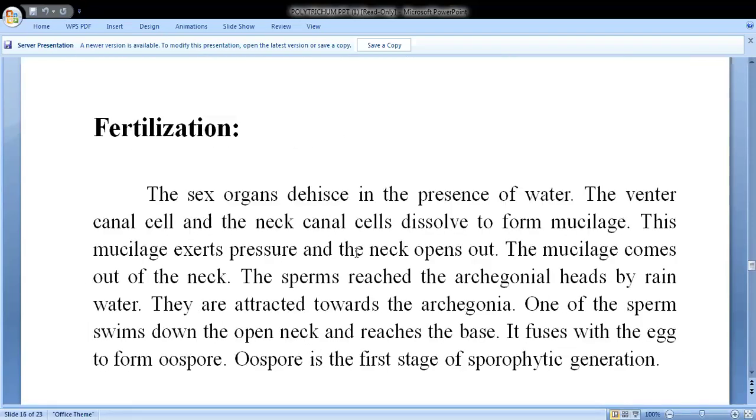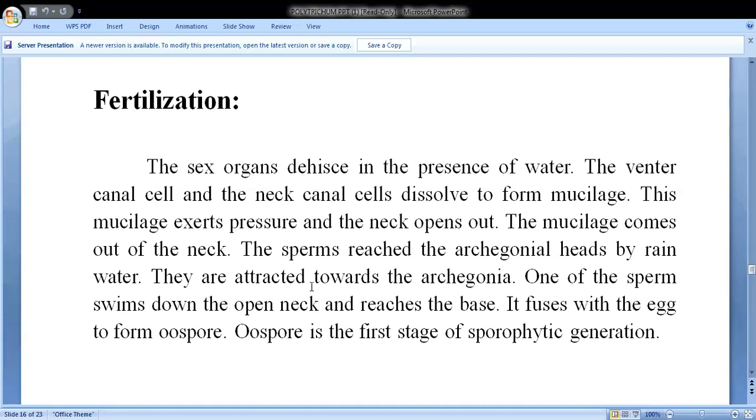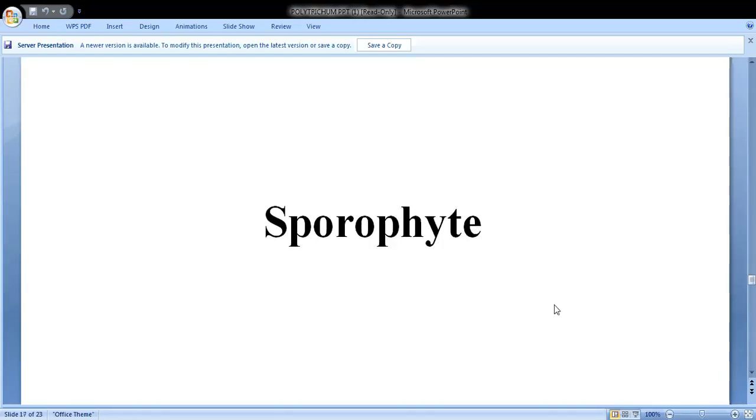The sex organs stay in the presence of water. The venter canal cell and neck canal cells dissolve to form the mucilage, a chemical substance. This mucilage exerts pressure and the neck opens out. The mucilage comes out of the neck. The substance reaches the archegonial heads by rainwater. So this is the fertilization.